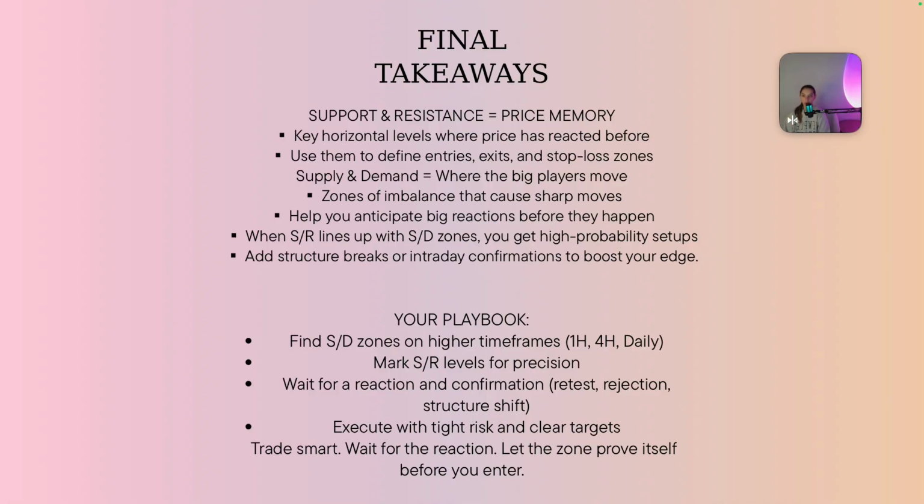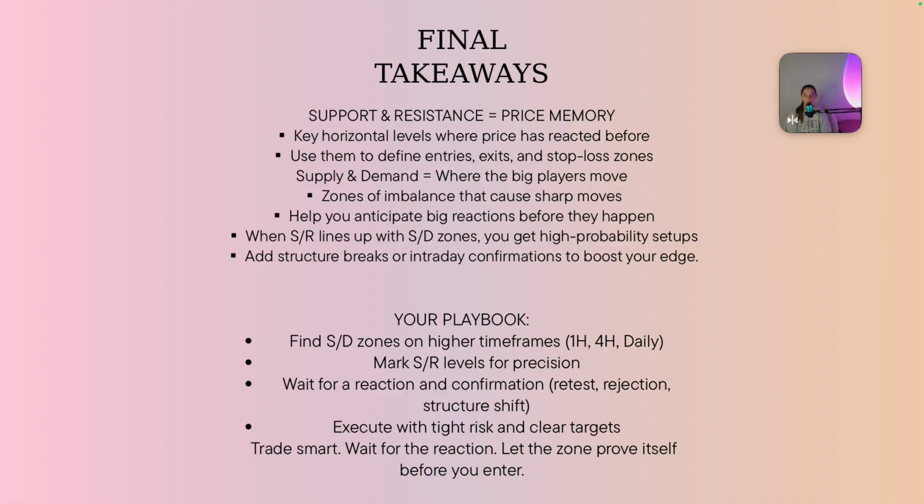We also have zones of imbalance that cause sharp price movements. Helps you anticipate big reactions before they happen. Again, we don't guess using this though. We're not trying to predict. But once we do get a breakout of those key levels, we can already tell where price wants to go. So when support and resistance lines up with supply and demand zone, you get very high probability setups.